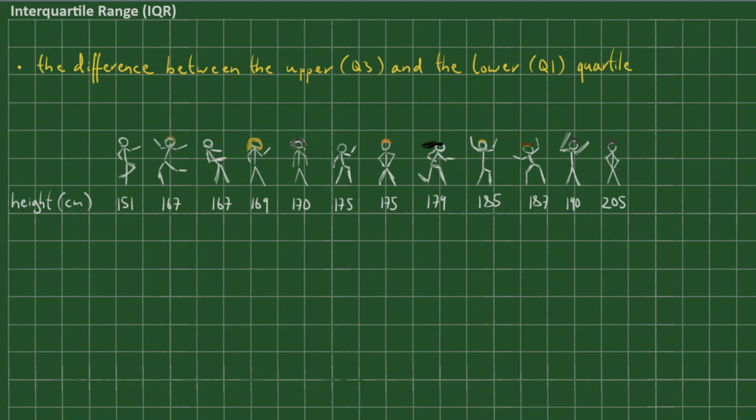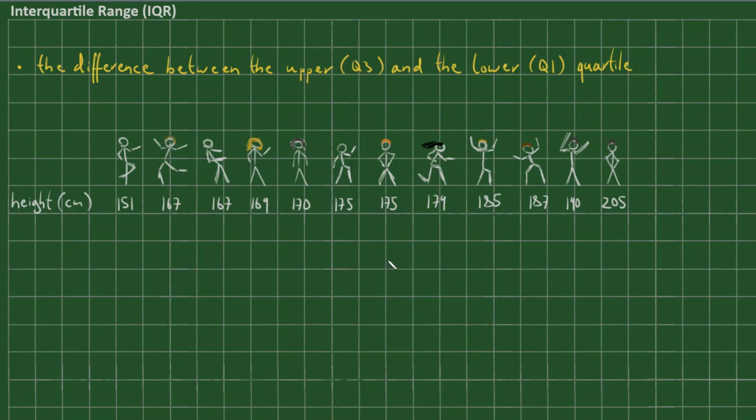In order to answer that, let's look at this data set. We have the heights in centimeters of 12 people. And the data set has already been arranged in ascending order, so from lowest value to highest value. In order to determine the upper and lower quartile, we need to divide the data set into quarters. The easiest way to do this is to firstly divide it into half. In other words, we are trying to find the median value.